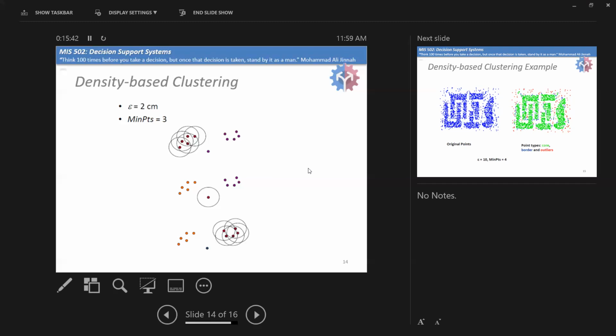Now we do understand core points, but let's draw a circle for this one. Does it have 3 points in its neighborhood?